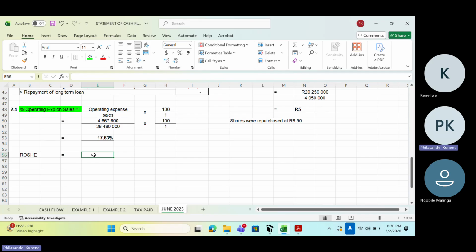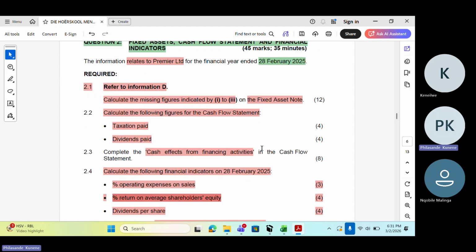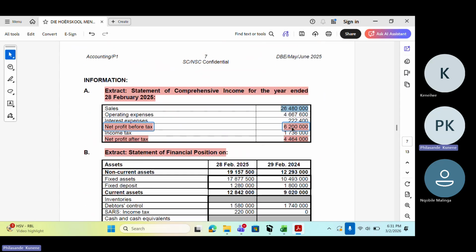So how do we answer a question like this? What is the formula? I think the starting point is that we must know the formula for us to calculate the ratio. This is a return. As soon as they say return, you must start with the profit, right? You must know the net profit. If you go to the information here, how much net profit did they provide us with?